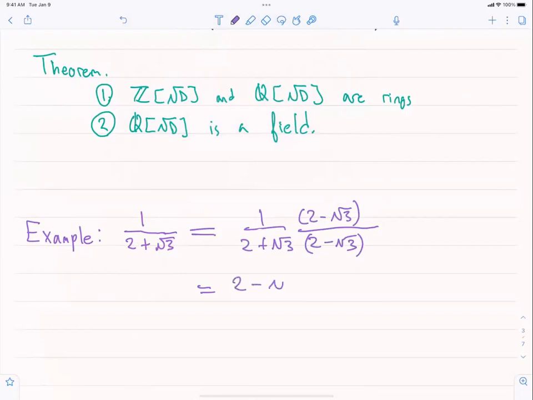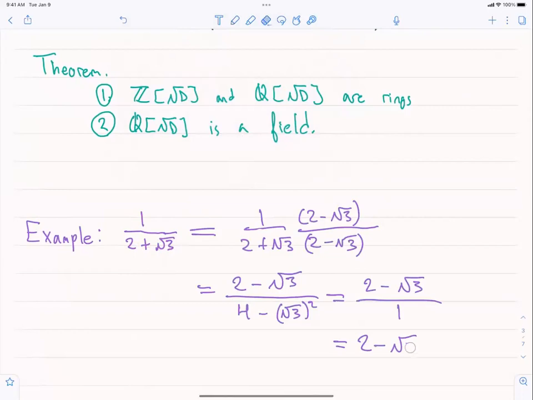I get on top 2 minus square root of 3. And on the bottom, I get 4, so 2 squared, minus square root of 3 squared. And so that's going to be 2 minus square root of 3 over, well, square root of 3 squared is just 3, so over 1. Okay, so this is 2 minus square root of 3. So I got a little bit lucky. There was a 1 in the denominator there.